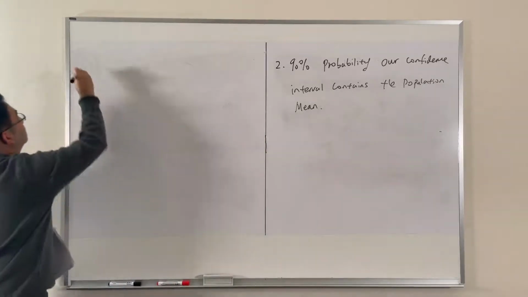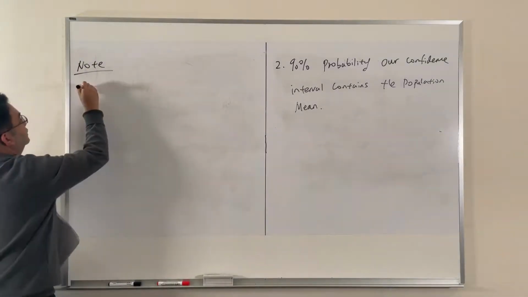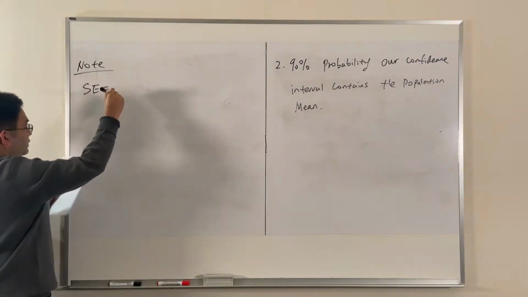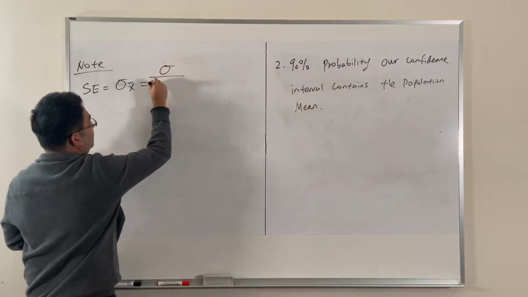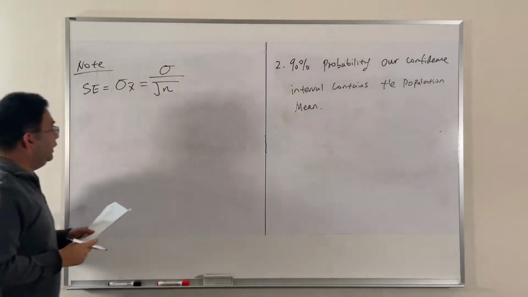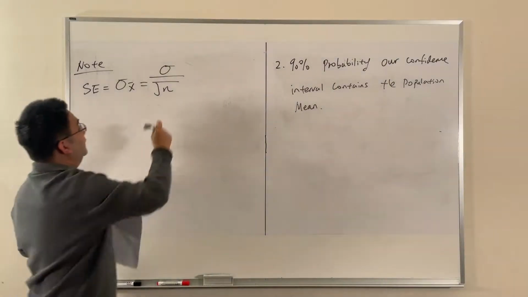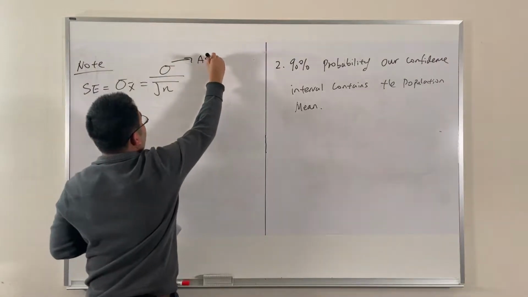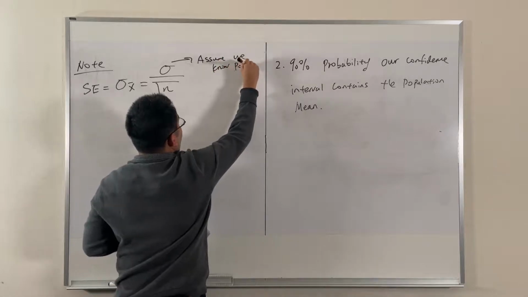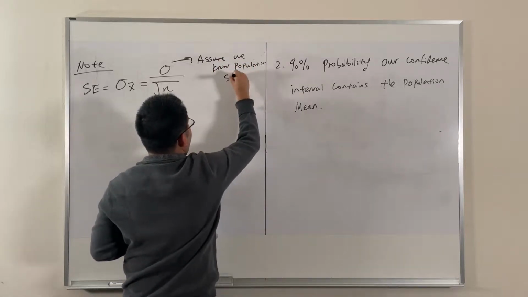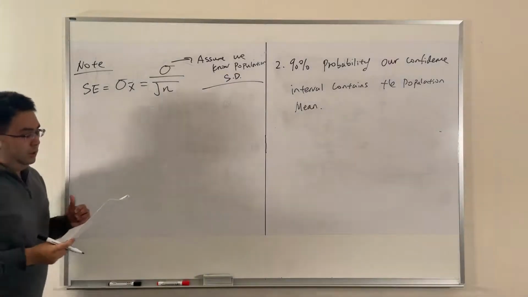Okay, note. Here we're going to go back to the standard error. Our definition says the standard error, sigma x bar, equals the population standard deviation divided by the square root of the sample size. So when we use this formula, the assumption we have is that we know the population standard deviation.